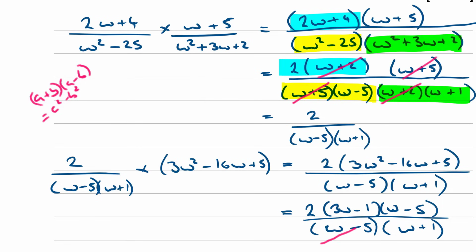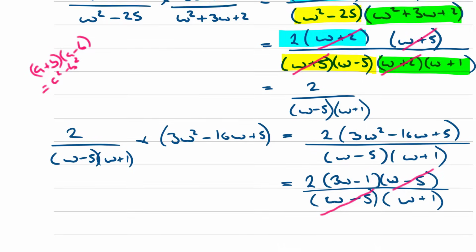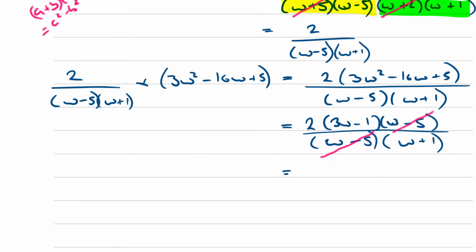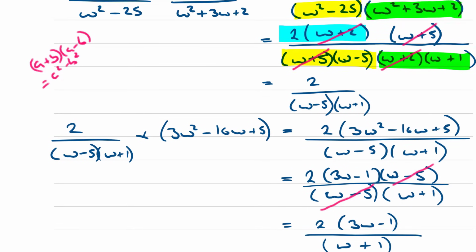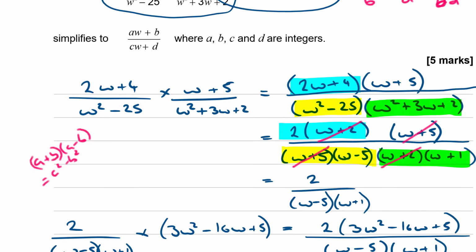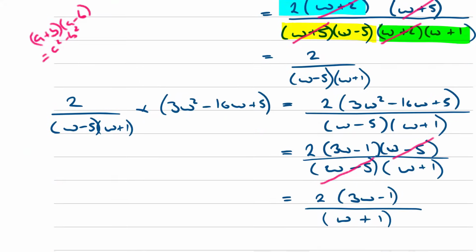Again, I've got a w minus 5 there and a w minus 5 there, so they can cancel each other out. And I'm left with, what's left? We've got a 2, we've got a 3w minus 1 over w plus 1. Now, is that of the right form? Let's have a look back. Show that it simplifies to aw plus b over cw plus d. We're almost there.